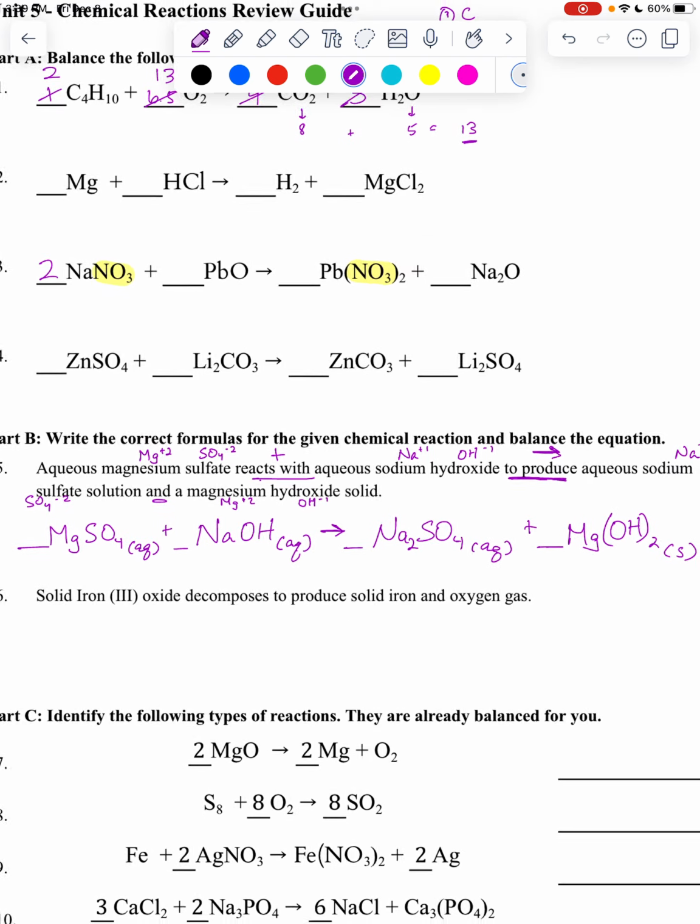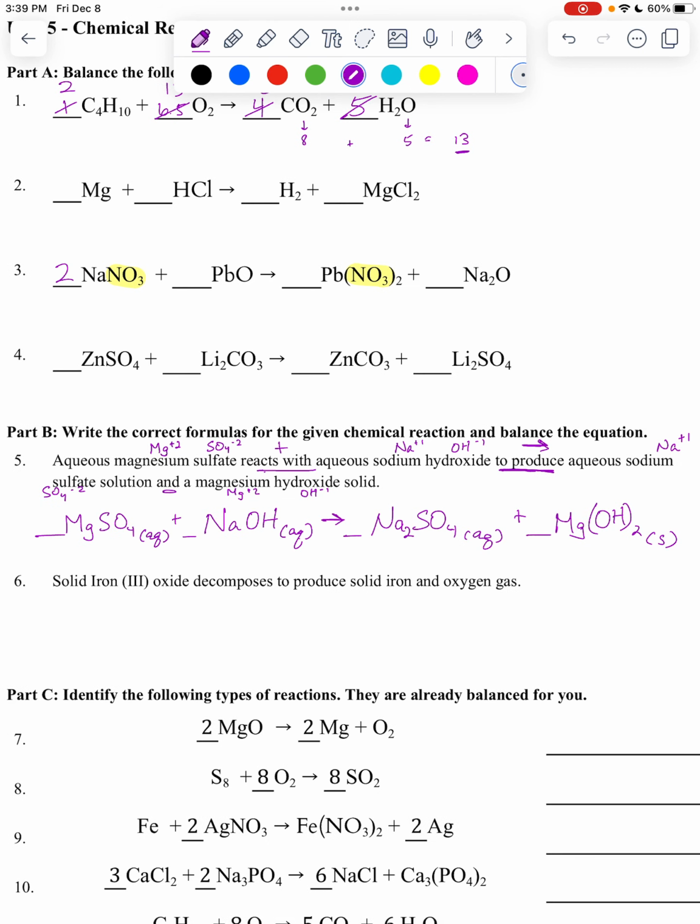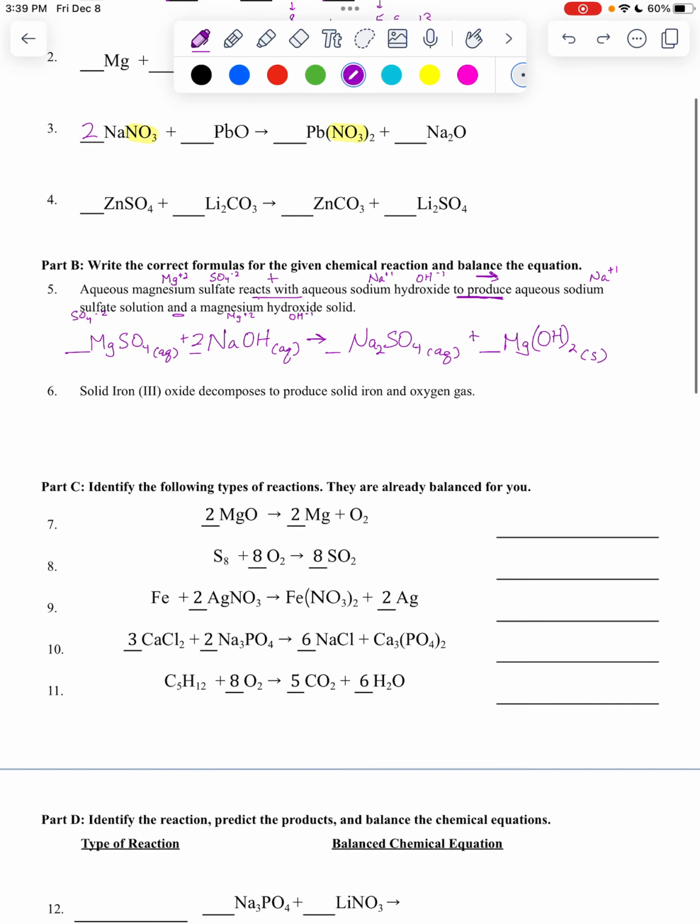We're good. For sulfate, let's go in order. Sulfate, I have 1 sulfate group on both sides. That's good. Sodium, I have 2 on the right, so I'm going to put a 2 out in front there to get 2 sodium. That's going to give me 2 hydroxide groups because I have 2 on that side. We are balanced and we are good to go.